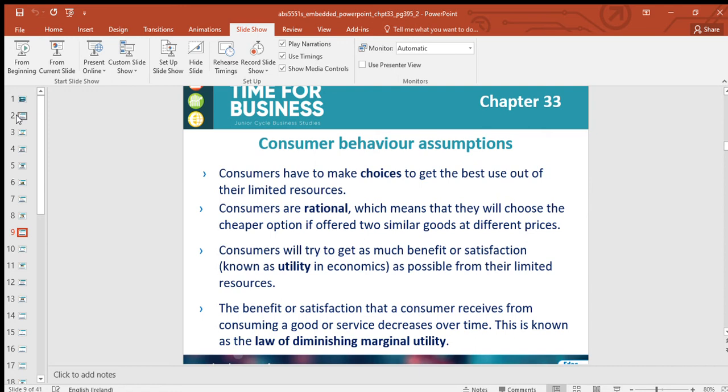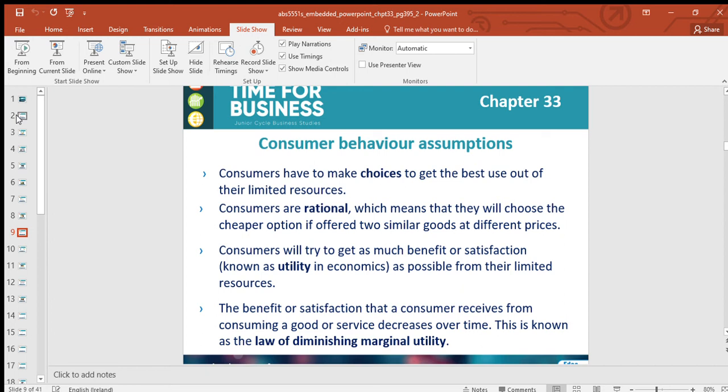That's being rational. You're making a logical decision. If two things are available to you and one is slightly cheaper, you're going to go for the one that's slightly cheaper. Consumers will try to get as much benefit or satisfaction, known as utility in economics, as possible from their limited resources. We'll be looking at that a bit later on. So you're going to try and get as much benefit or satisfaction generally from the limited amount of money you have, which is obviously going to affect your decision making.